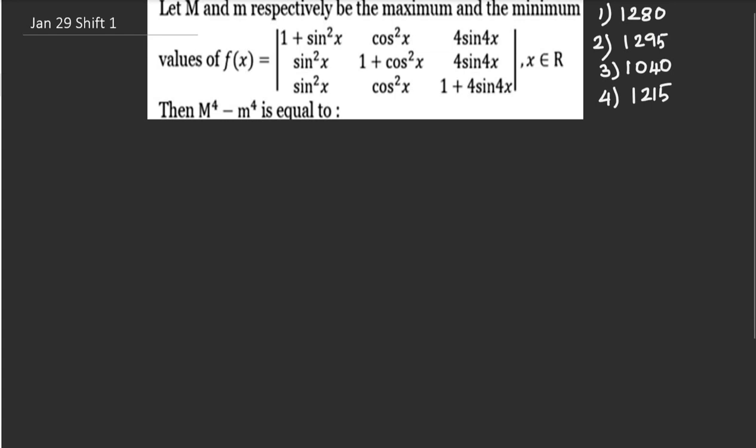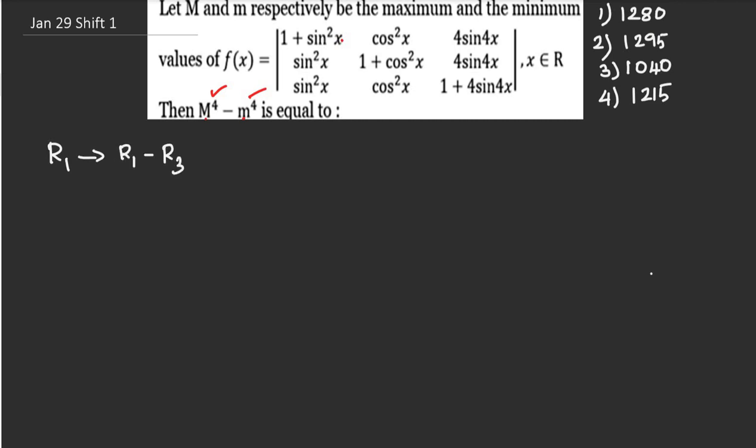The next question: f of x is equal to the given determinant. Find the value of M to the power 4 minus m to the power 4, where capital M denotes the maximum value and small m denotes the minimum value. Taking the determinant f of x, let us take R1 to R1 minus R3.